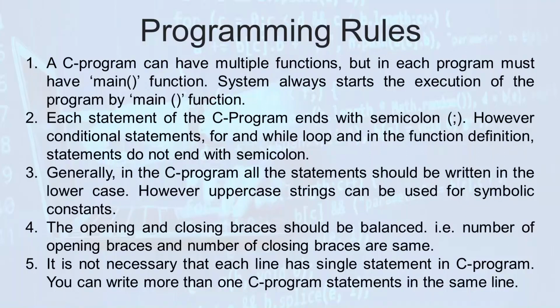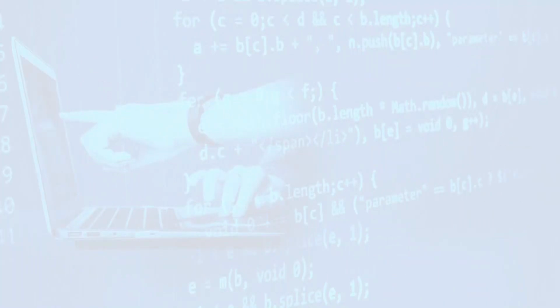Now it is not necessary that each line has a single statement in a C program. You can write more than one C statement in the same line. That means you can write multiple statements in a single line. That you have to remember. Generally we write one statement in one line, but we can have multiple statements in a single line, right?